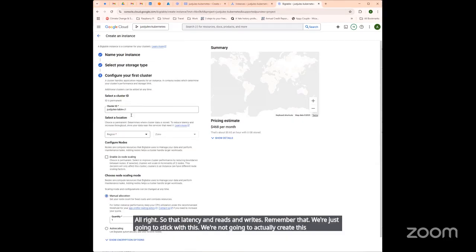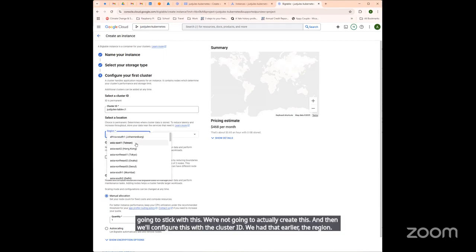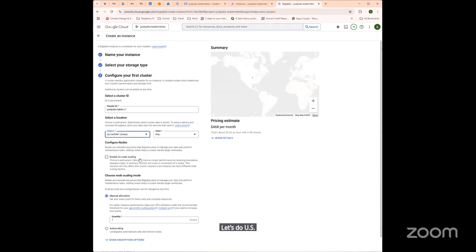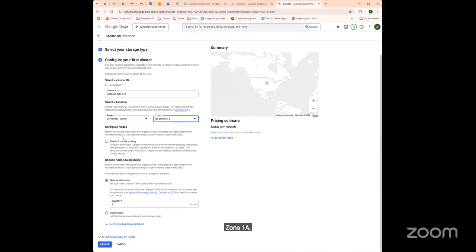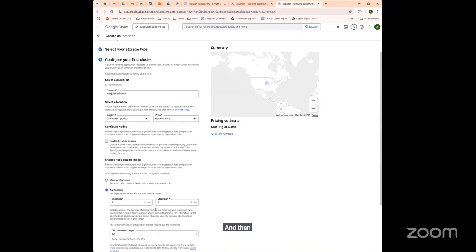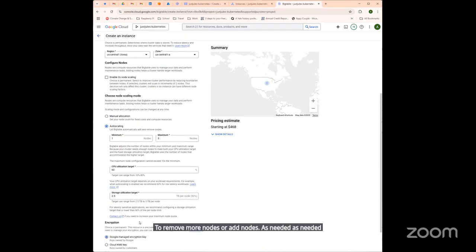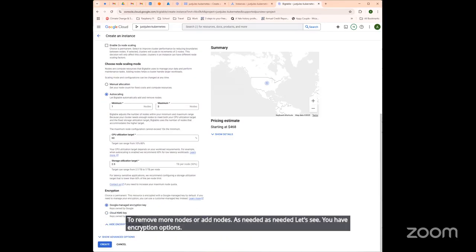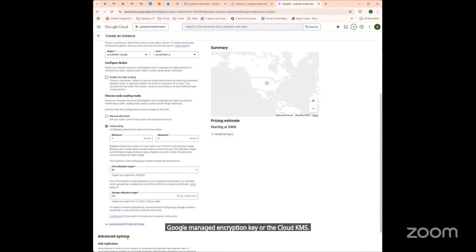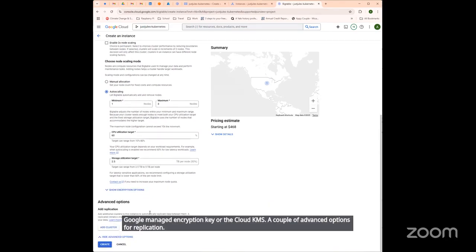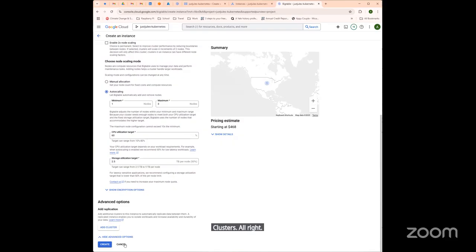Then we'll configure this with the cluster ID. We had that earlier, the region. Let's do US Central Iowa. Zone 1A. Or we might be able to do scaling, right? And then we can set up autoscaling so that it can scale up as needed, to remove or add nodes as needed. And then, let's see, you have encryption options, Google-managed encryption key or Cloud KMS, and a couple of advanced options for replication clusters. All right, we're going to cancel that.